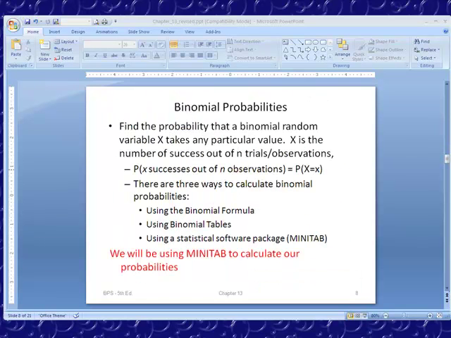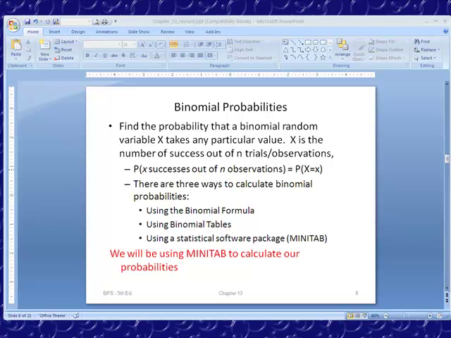Now, how do we find and work with these probabilities? What's the probability that our binomial will take on a particular value? Well, how we would write it up is we'd say the probability of x successes out of the n observations, and the shorthand way would say the probability that x equals some value. Or we could even have the probability that x is less than a particular value, or that x is greater than or equal to, or less than or equal to.